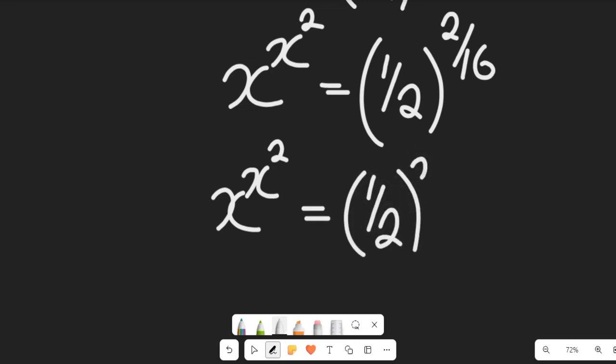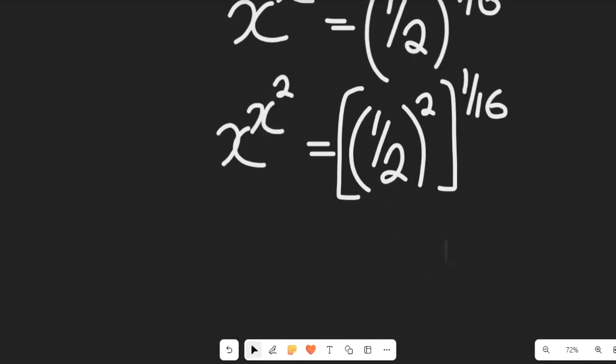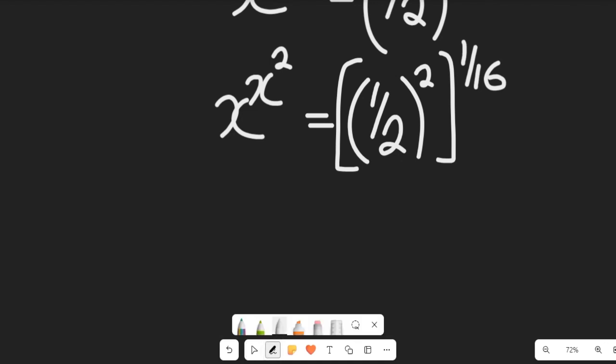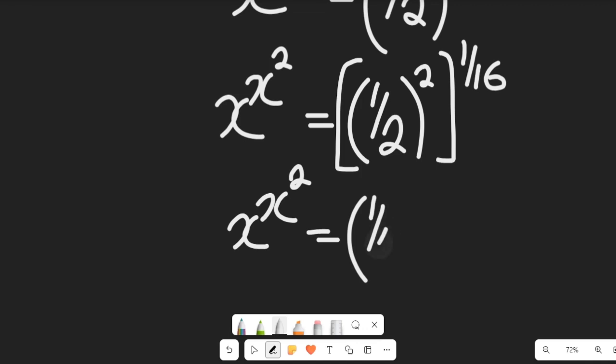This is going to be squared, right? And that will be multiplied by 1/16. Great. So I have not changed anything. It's just exactly the way it is. Now, if I simplify the expression in the bracket, that will give me x to the power of x squared equal to, 1 squared is 1, and then I'll have 1/4 all to the power of 1/16.